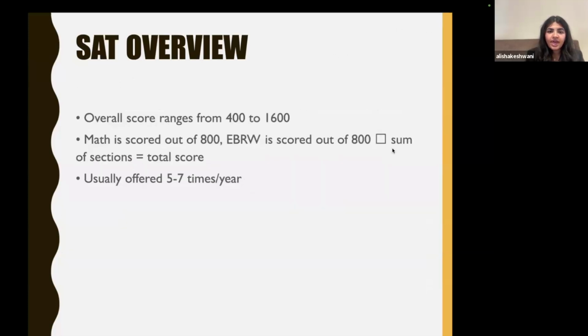So for the scoring of the SAT, it's scored from 400 to 1600. Math is scored out of 800, and then the reading and writing is scored out of 800. Your total score is the sum of the two sections, and it's usually offered about 5 to 7 times a year, depending on where you live.